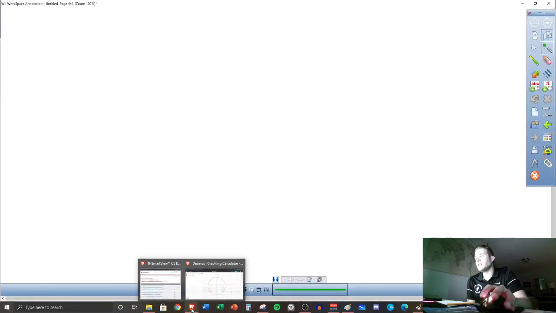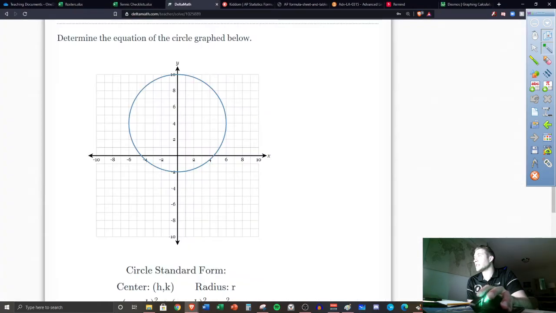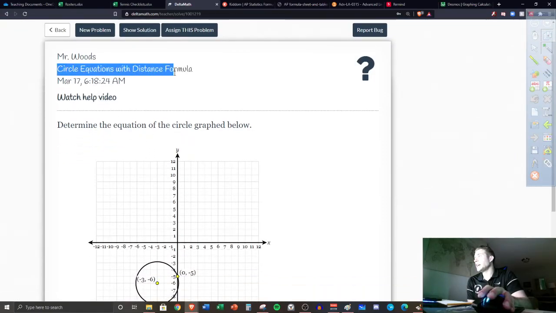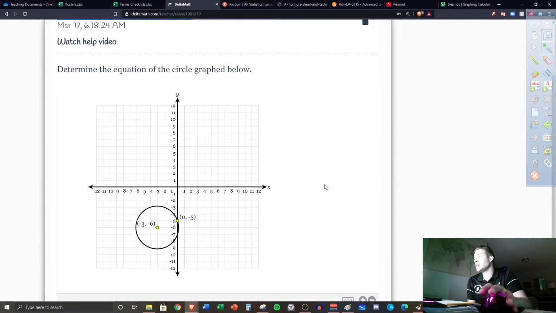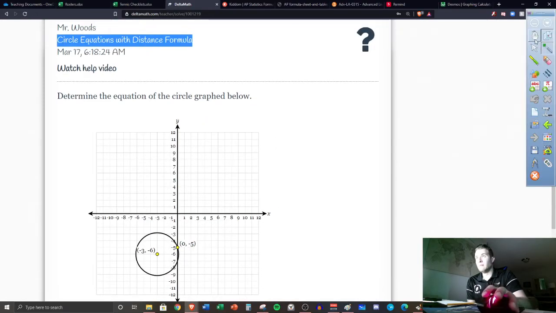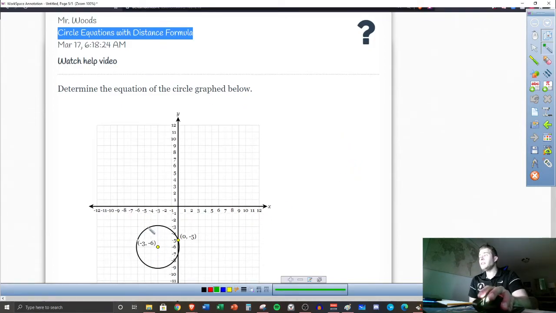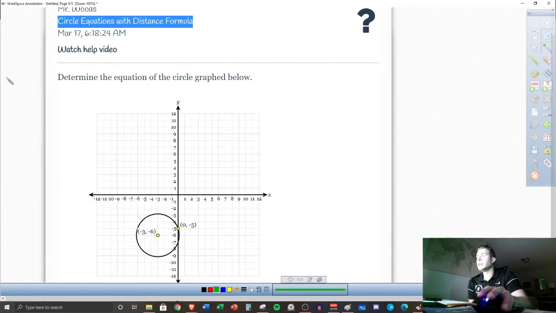All right, okay. Next, in your notes, let's look at this next section of Delta Math and talk about what needs to happen with this. Let's just title this section in our notes: Circle equations with distance formula, okay? And I would like you to draw a sketch of this. You don't even have to have the grid. Just draw this right here, okay? Don't need the coordinate plane. Write this in your notes, circle equations with distance formula. And that'll be good enough, okay?